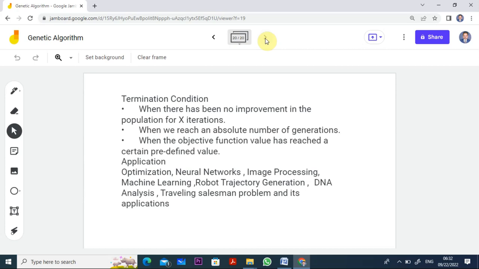Then what are the applications? We have a lot of applications where you can use this. First one is optimization. Any type of optimization we can use the genetic algorithm for. Neural networks also, we can use the genetic algorithm. For image processing also we can use this genetic algorithm. For machine learning, robot trajectory generation, DNA analysis, the traveling salesman problem and its applications. These are the important areas where we can apply the genetic algorithm.